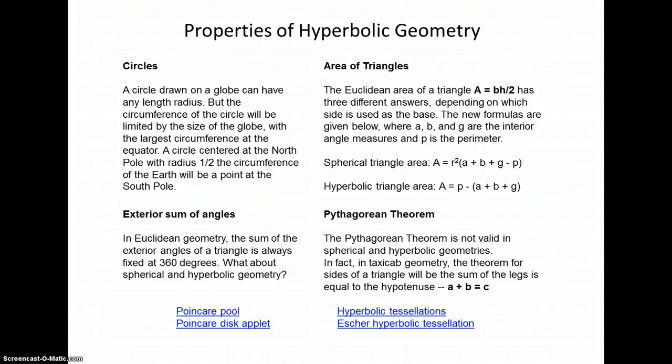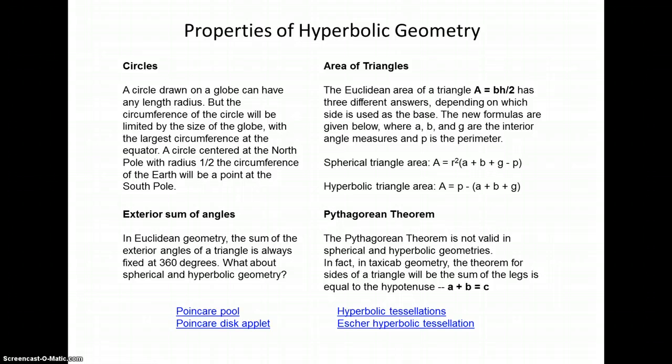The exterior sum of angles in a triangle is always 360 degrees in Euclidean geometry. But what about spherical and hyperbolic geometry? If the sum of the angles is greater than 360 for the interior, then that adjusts and compensates for the sum of the exterior angles. So those also change. The Pythagorean theorem is not valid for spherical and hyperbolic geometries, at least the way we know it. In fact, in taxicab geometry, which is coming up next, the theorem for the sides of a triangle will just be the sum of its legs equal to the hypotenuse.